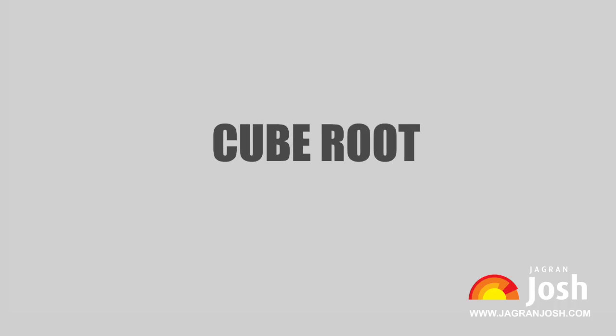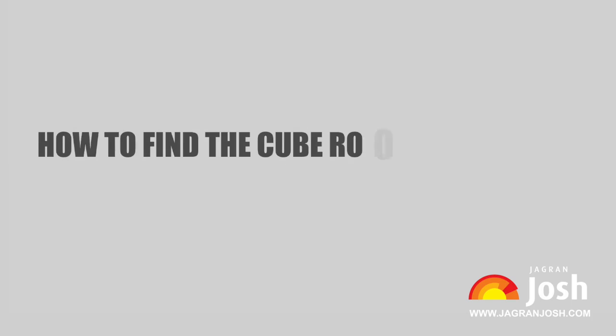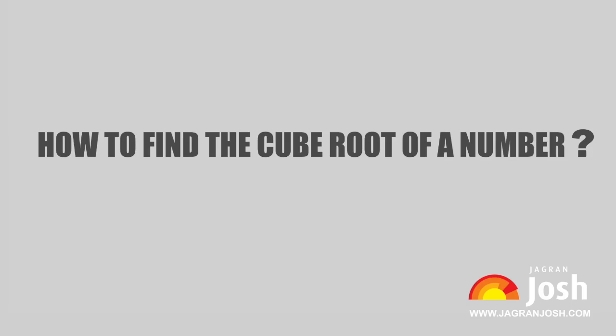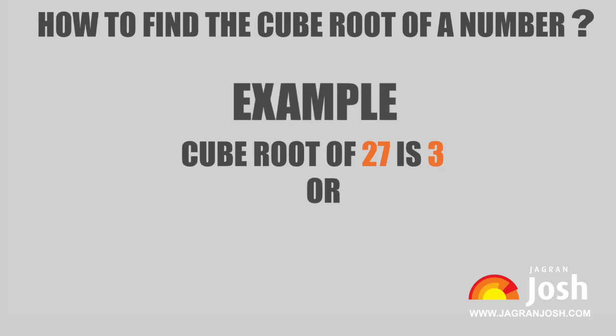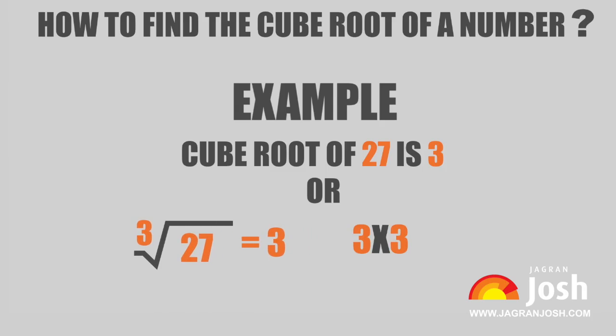Finding cube root in a quick manner can be very important for the fast calculations in any competitive exam. Let us see how to find the cube root of a number. The cube root of a number is another number that, when multiplied 3 times, makes the first number. For example, the cube root of 27 is 3, because 3 into 3 into 3 is 27.